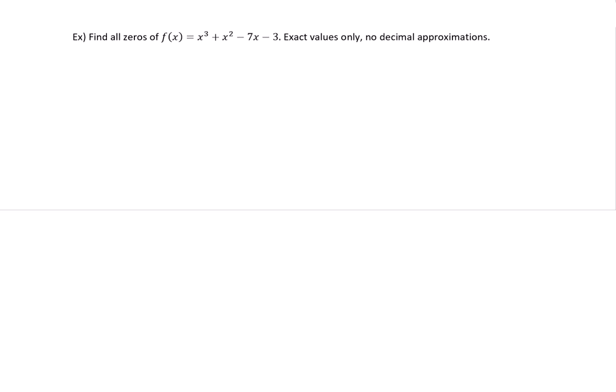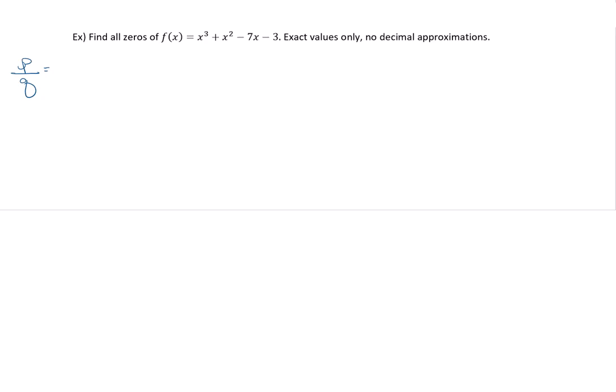In this next example, we want to find all of the zeros of f of x equals x cubed plus x squared minus 7x minus 3, but give exact values only, no decimal approximations. It doesn't look like it's factorable even if we use the grouping method. So we can use our rational root theorem, p over q.